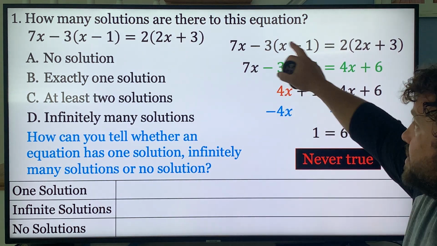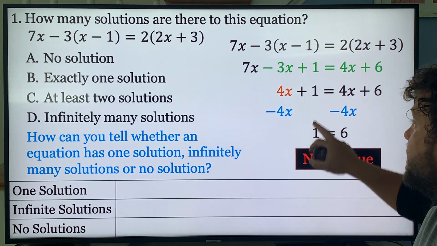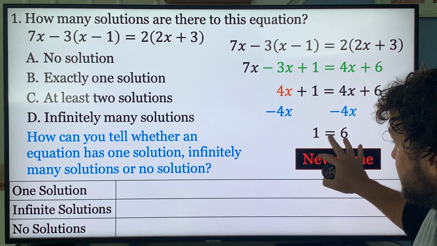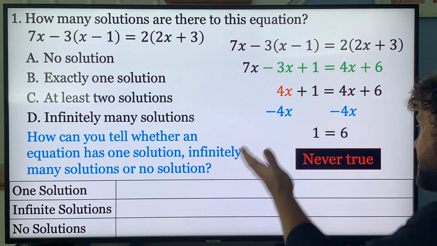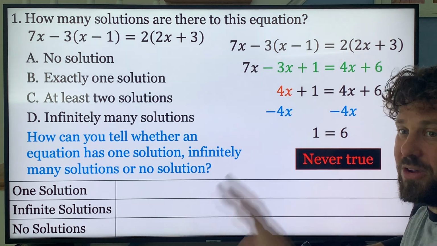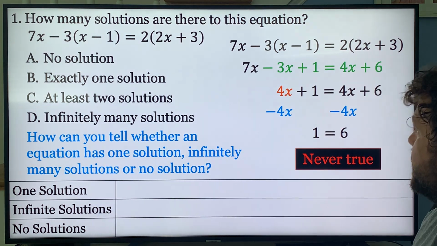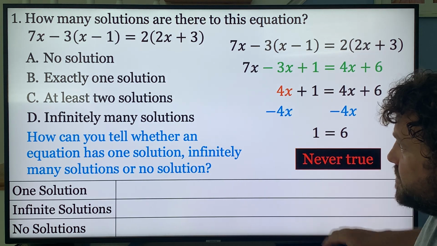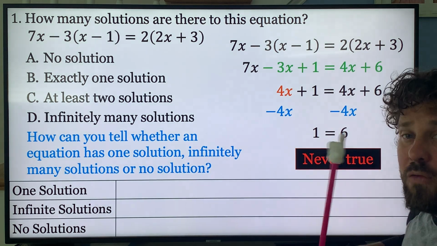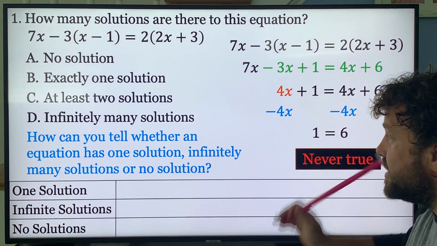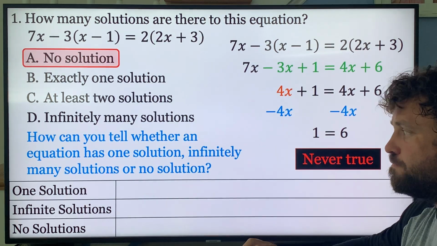It's just I forgot to distribute -3 in there to make this a positive 3. But you want to know what? 3 doesn't equal 6, 1 doesn't equal 6, neither equals 6, so it's never true. All right, I'm not going to go back and fix it, but to explain. Since this is never true, that means there's no value for x that will ever make this equation true. So our answer is no solution.